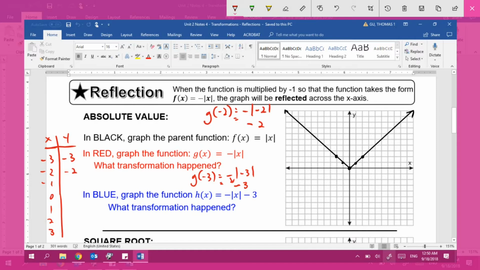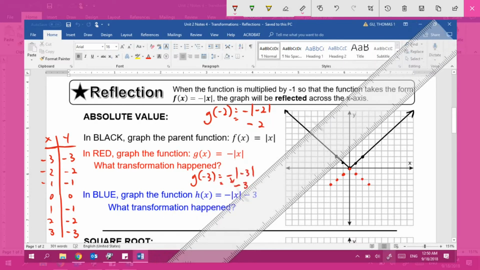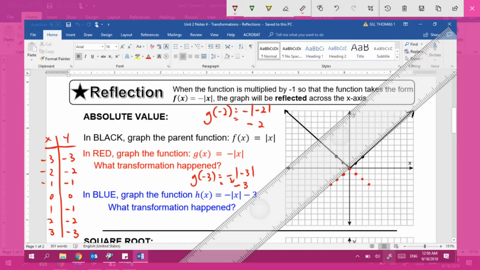So let's go through these. G of -1 would be -1. G of 0 would be 0. G of 1 would be -1. G of 2 would be -2. And g of 3 would be -3. So if we plot these points, we'll see we've got (-3, -3), (-2, -2), (-1, -1), (0, 0), (1, -1), (2, -2), (3, -3). And so our new graph should look like this.